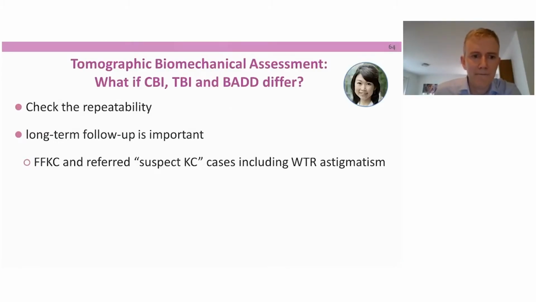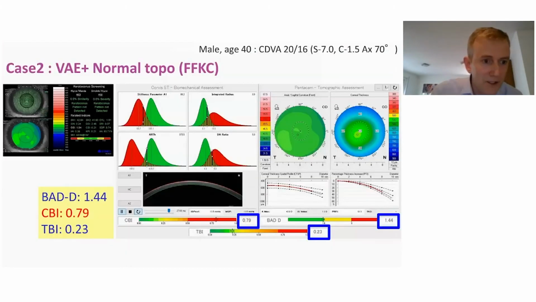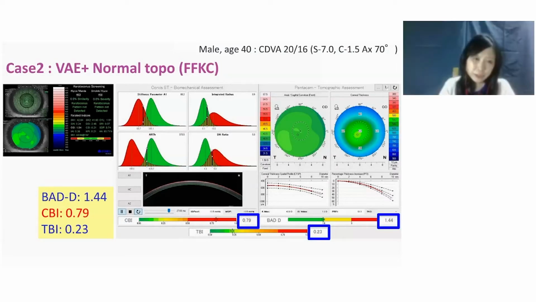Shizuka, you also sent me a case. Let's just jump into the case. Here is a case where CBI, BADD, and TBI differed. So can you comment on this case and bring it in for discussion? Okay. As you see here, BADD and TBI, based on our criteria, these values are within normal range. But I'm very surprised that only the TBI actually shows abnormal.